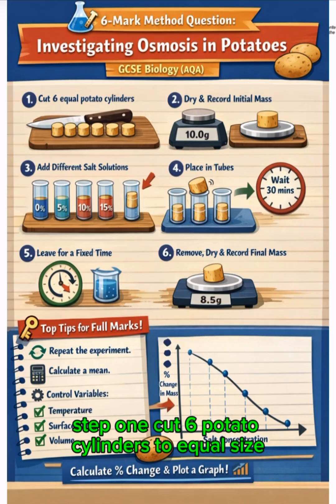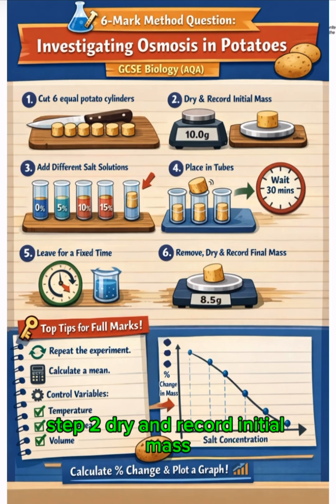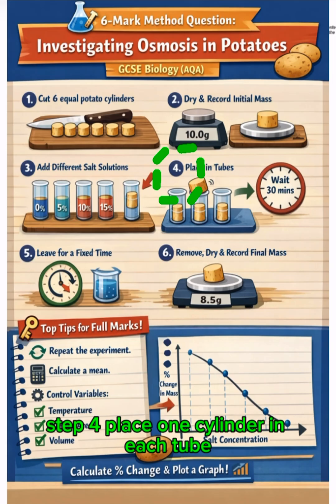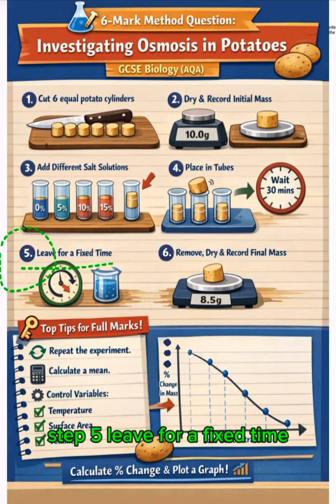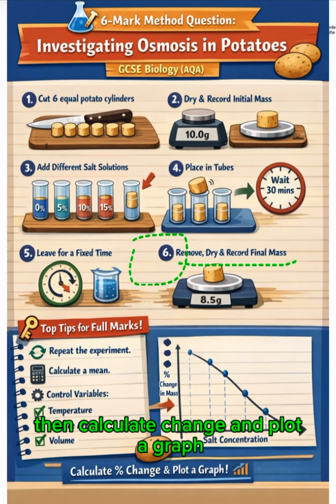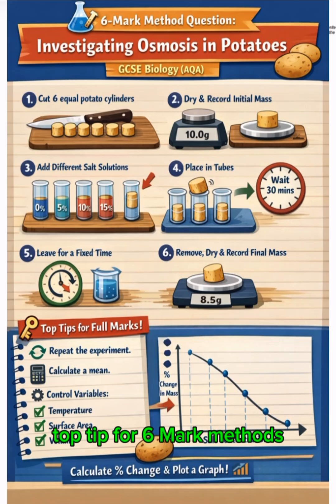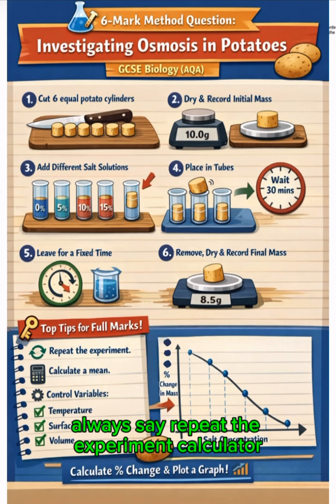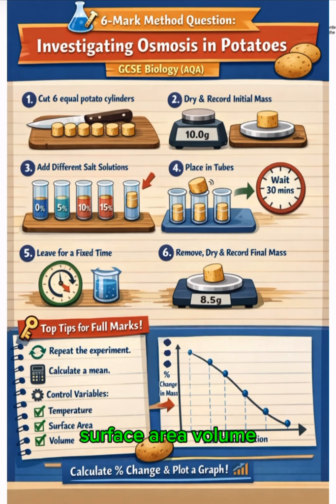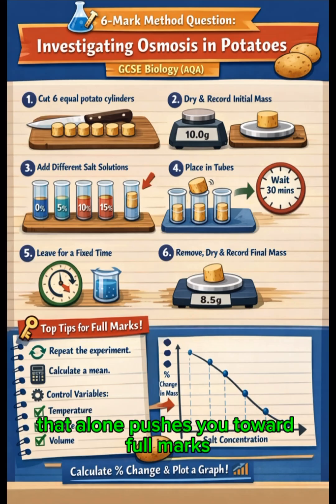Step 1. Cut 6 potato cylinders to equal size. Step 2. Dry and record the initial mass. Step 3. Add different salt concentrations to labeled tubes. Step 4. Place 1 cylinder in each tube. Step 5. Leave for a fixed time. Step 6. Remove, dry, and record the final mass. Then calculate the change and plot a graph. Top tip: for 6 mark methods always say repeat the experiment, calculate a mean, and control variables: temperature, surface area, volume. That alone pushes you toward full marks.